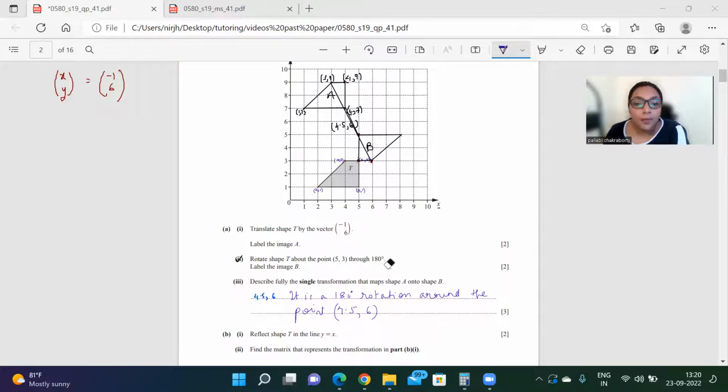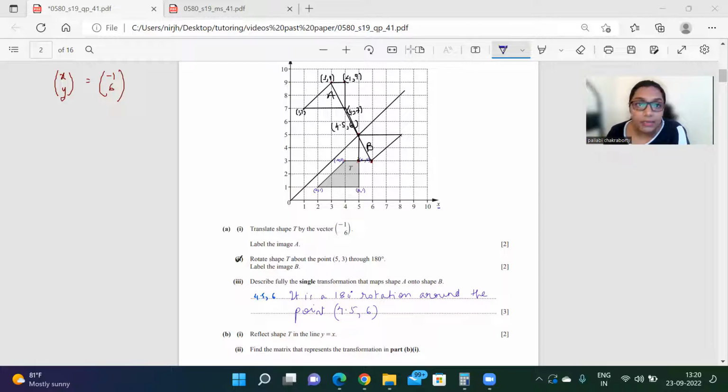Okay. Moving on, reflect the shape T in the line y is equal to x. That means we have to make a line y is equal to x first, right? So let's do that. Y is equal to x means we make a line which will pass through 0 and all the x coordinates will be equal to the y coordinates. This is how it would look like. Okay, this is our line y is equal to x.